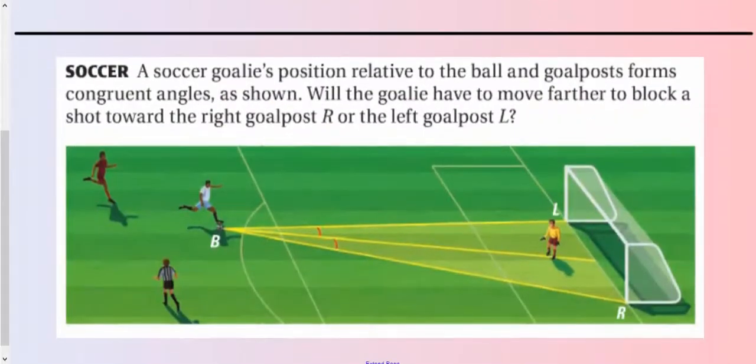This is always a weird question to go over. Basically, we have two triangles. These two sides are reflexive. Let's see, a soccer goalie's position relative to the ball and goalposts forms congruent angles as shown. Will the goalie have to move farther to block a shot toward the right goalpost R or the left goalpost L?